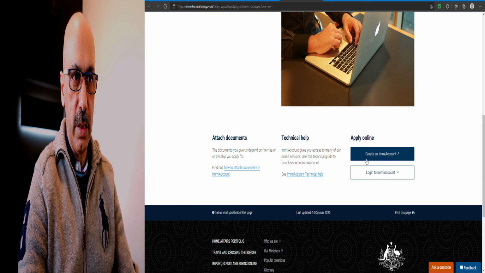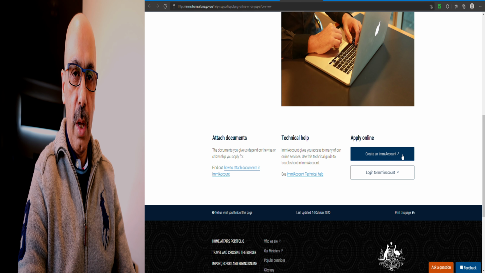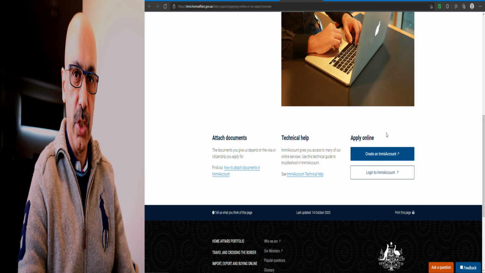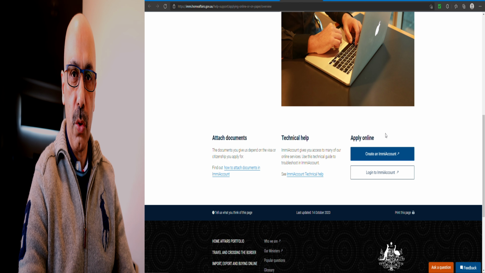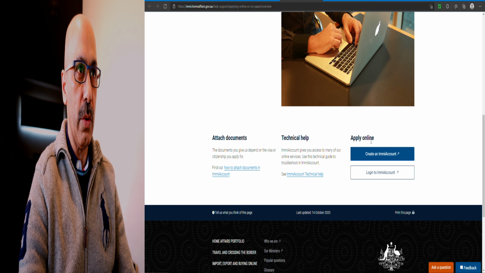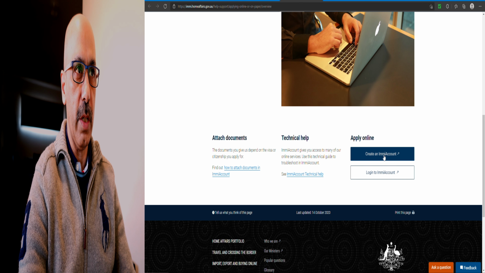By clicking on this, you need to create an IMI account, and once your account has been created, you apply for that work visa, and any further documents like your health check, your police check, or any documents you need for this application form, you need to go to your IMI account and attach those documents there, and then Australian immigration will be able to see those documents. So this is the short information about the IMI account.